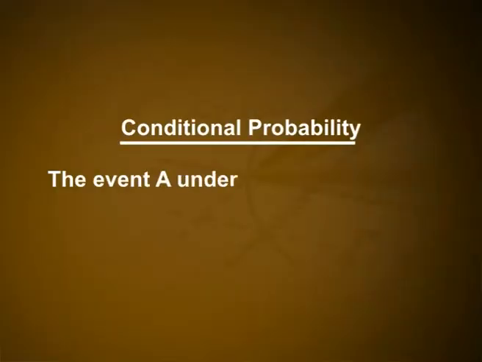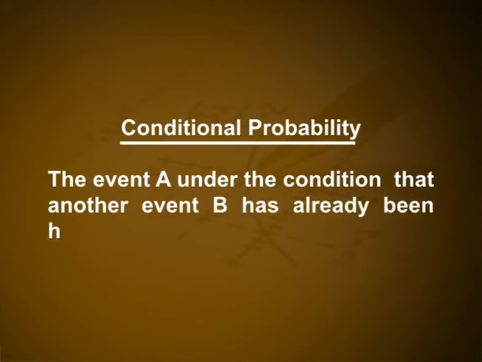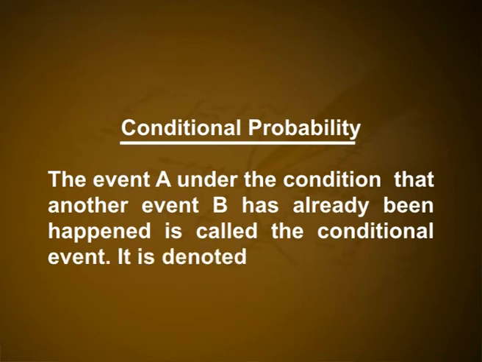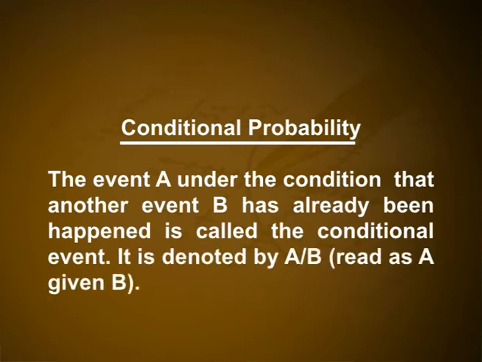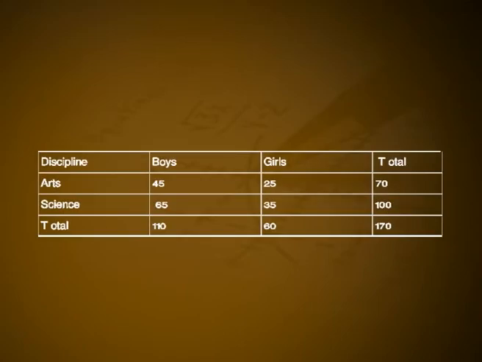Conditional probability. The event A under the condition that another event B has already happened is called the conditional event. It is denoted by A given B. The probability of such an event is called the conditional probability and is denoted by P of A given B. It is defined as P of A given B equals P of A intersection B by P of B. Example, consider the following data.